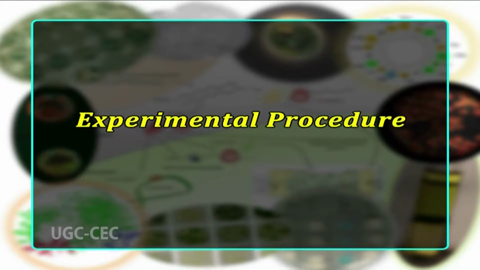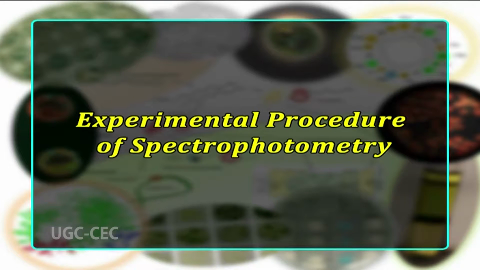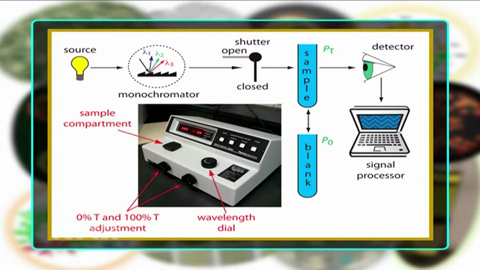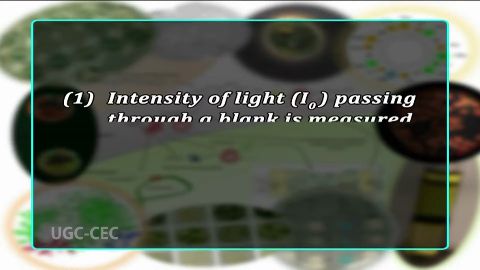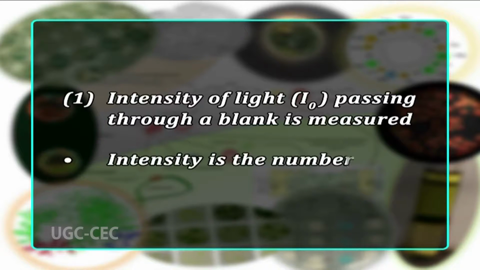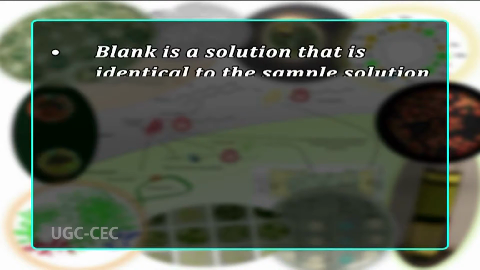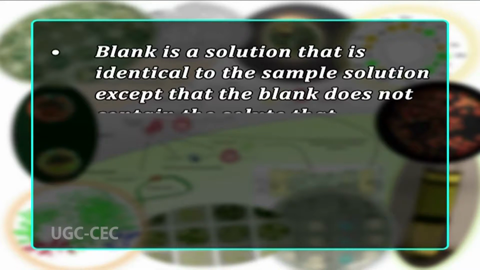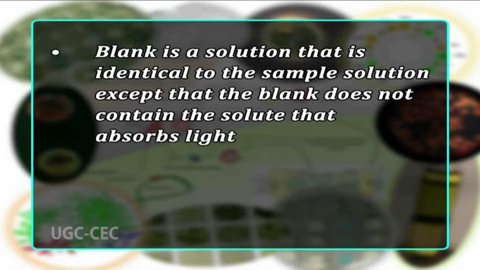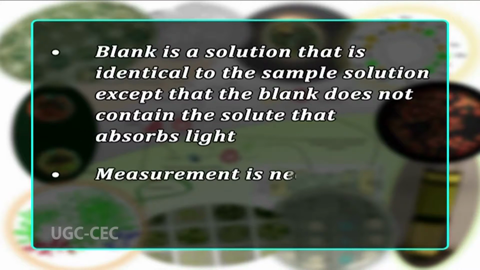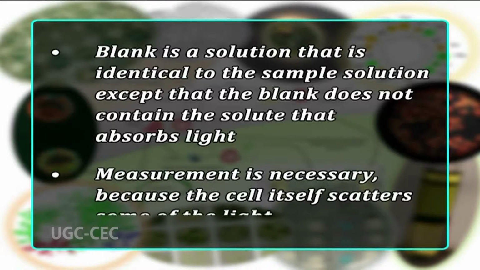Now let us illustrate the experimental procedure of spectrophotometry. The following simulation illustrates the procedure for making spectrophotometric measurements. First, the intensity of the light, I sub 0, passing through the blank is measured. The intensity is the number of photons per second. The blank is a solution that is identical to the sample solution except that the blank does not contain the solute that absorbs light. This measurement is necessary because the cell itself scatters some of the light.